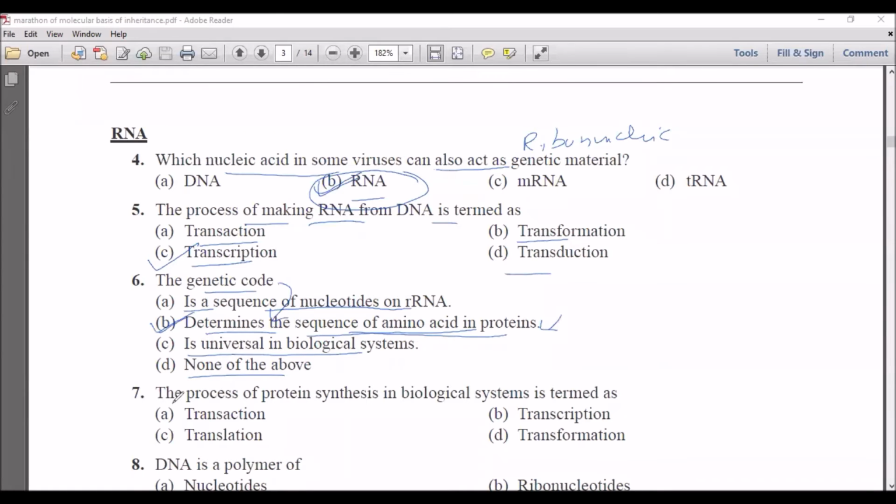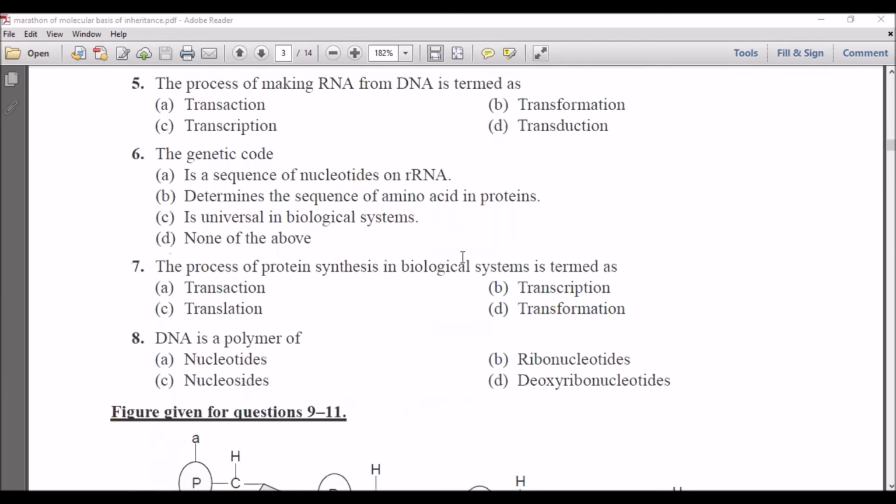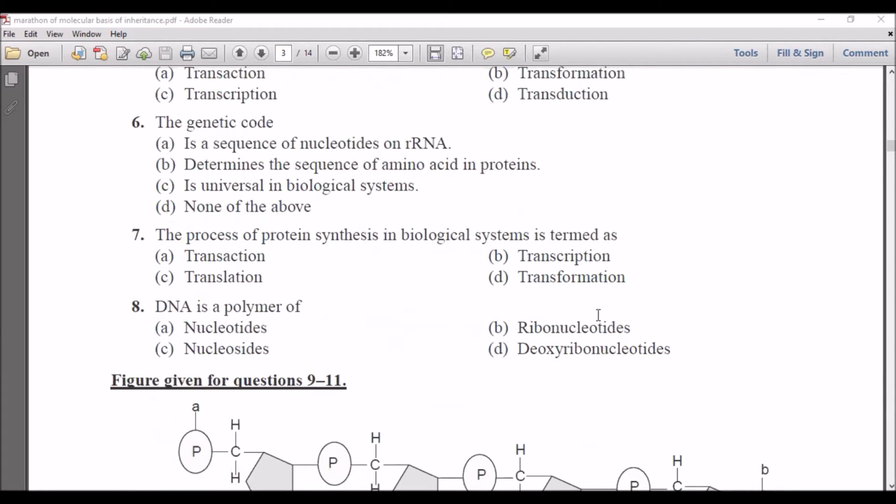Now the next question is, the process of protein synthesis in a biological system is termed as: first, transaction; second, transcription; third, translation; and fourth, transformation. We know that the process of protein synthesis is known as translation. Now the next question is, DNA is a polymer of nucleotides, ribonucleic acid, nucleosides, or deoxyribonucleosides. We know that DNA is a polymer of deoxyribonucleotides. So D is the correct answer.